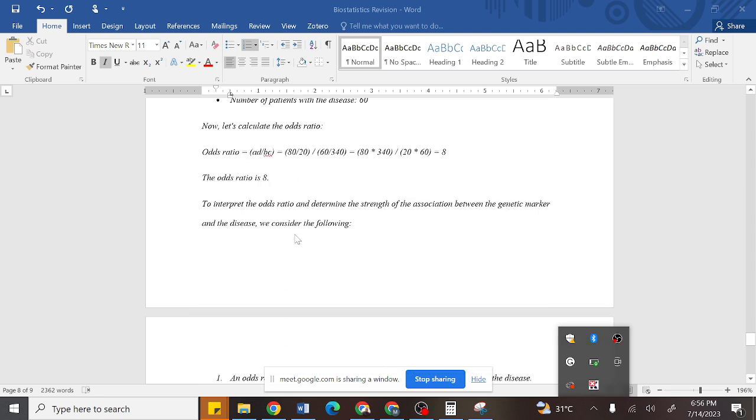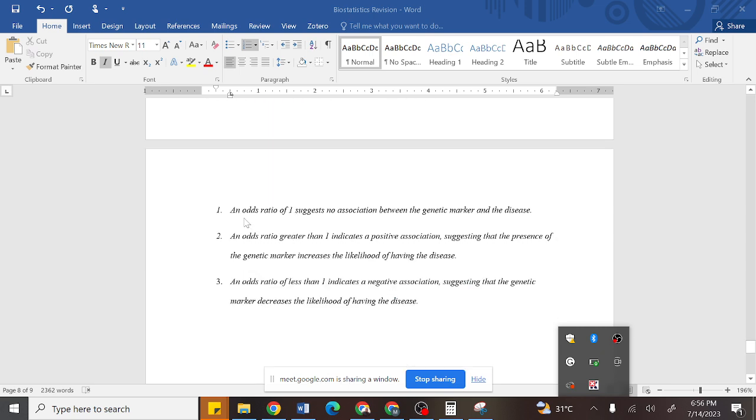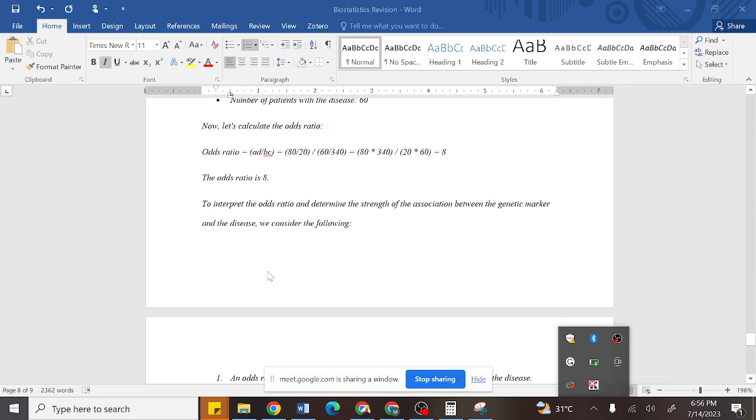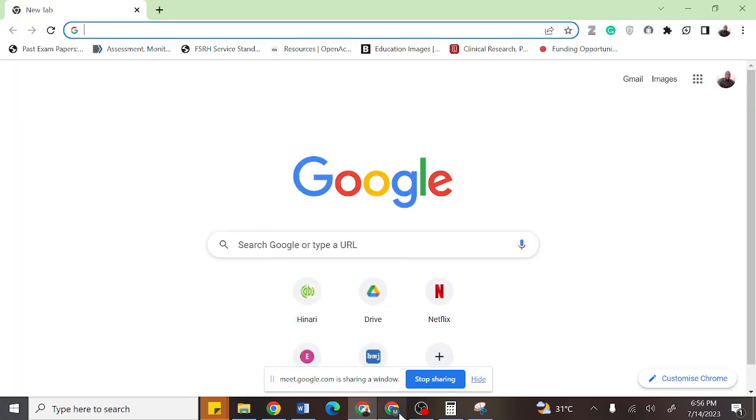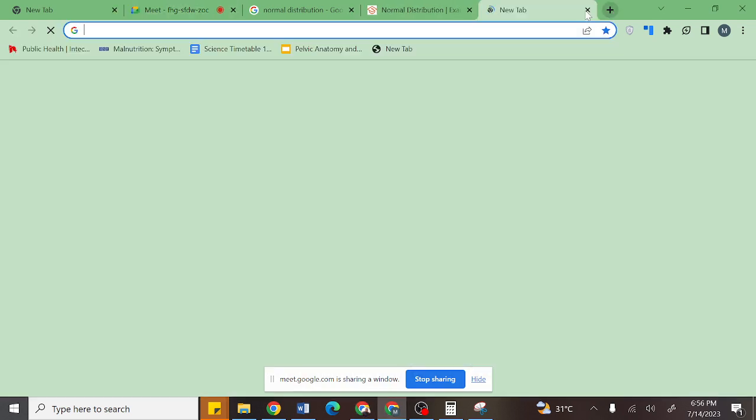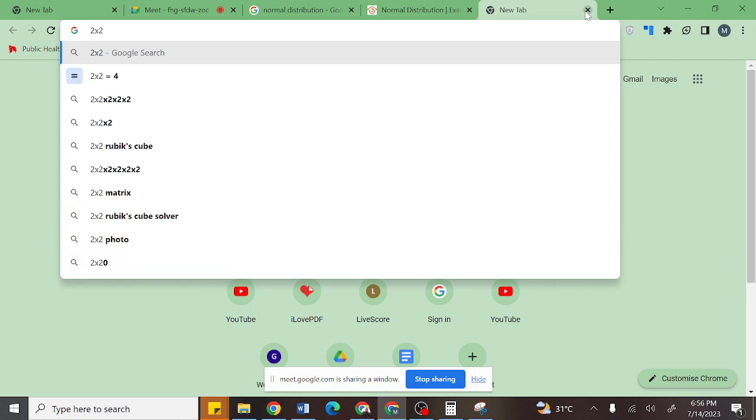Okay, the interpretation is basically following these three things. If you know the formula right and you did everything right, the interpretation is about these three things. So you just have to choose one of them. But for those of you who are unaware, here you have what you call a 2x2 table. Let me get it for you. A 2x2 table for odds ratio.